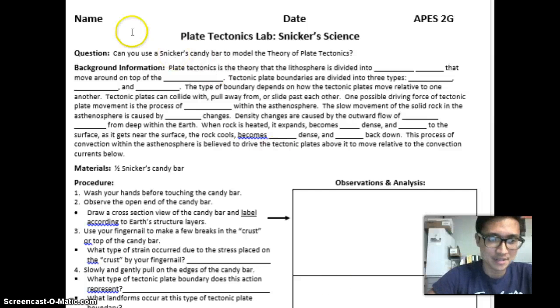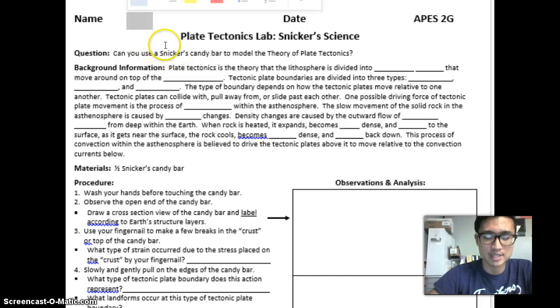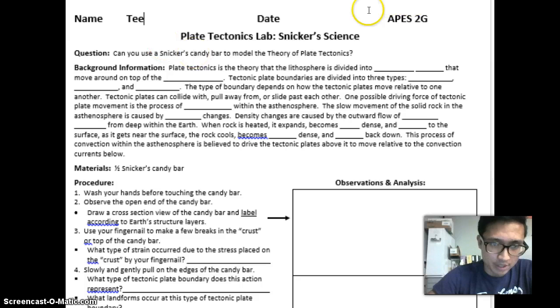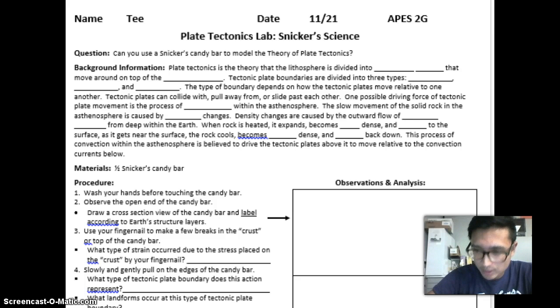Alright, good evening class. Let's go ahead and start filling this out. Make sure you put your name on it, today's date, which is the 21st. Okay, this will be due in class on Tuesday. I forget the exact date for Tuesday, but it's going to be the 25th.